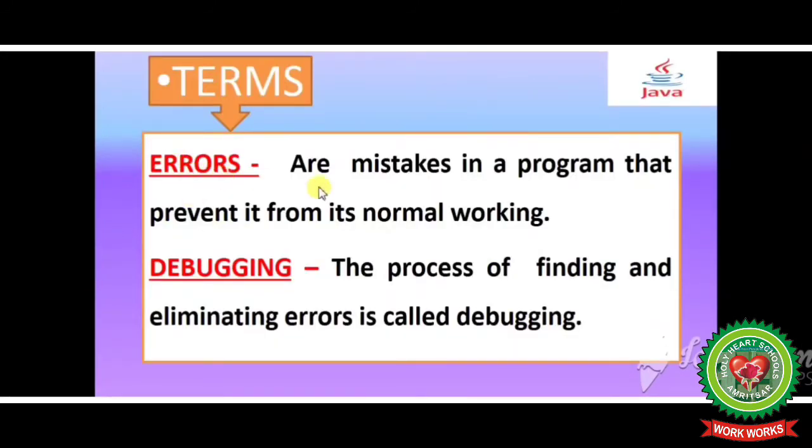What are errors? Errors are mistakes in a program that prevent it from its normal working. Means if there is any kind of error in the program, the program will not execute or not give the output. The next term is debugging. The process of finding and eliminating errors is called debugging. Finding means to search and eliminating means to remove.